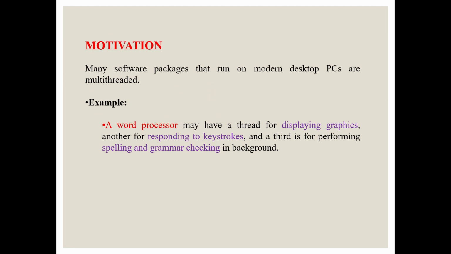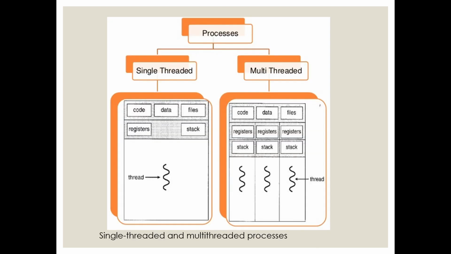Many software packages that run on modern desktop PCs are multithreaded. For example, a word processor may have a thread for displaying graphics, another for responding to keystrokes, and a third for performing spelling and grammar checking in the background. So it indicates the threads. The word document is running with the threads.